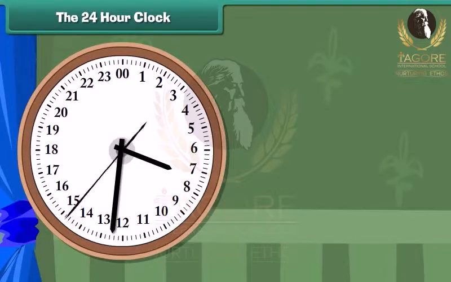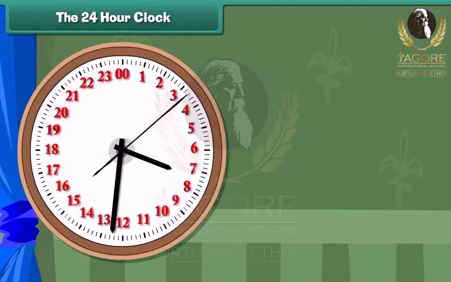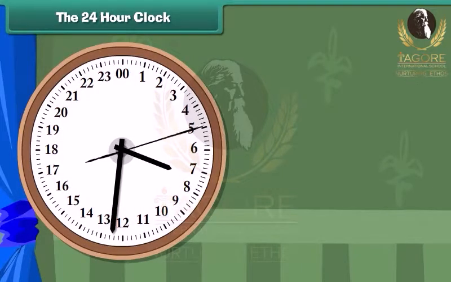The 24-hour clock. It is possible to avoid the use of AM and PM by using a 24-hour clock. A 24-hour clock is divided into 24 hours, indicated by the hours from 0 to 23. 12 midnight marks the beginning of a day. It is indicated by 0 hours.